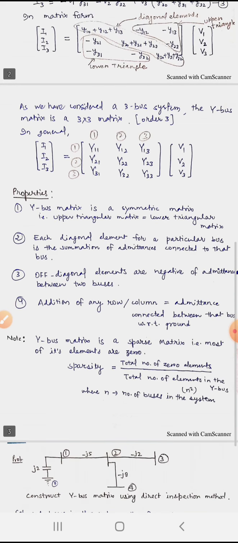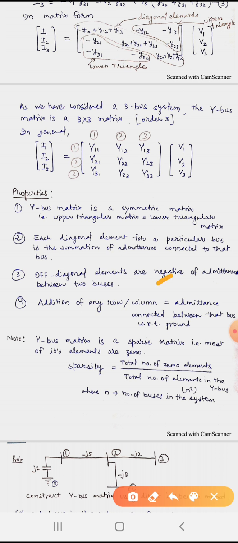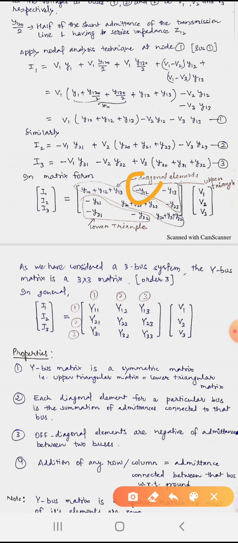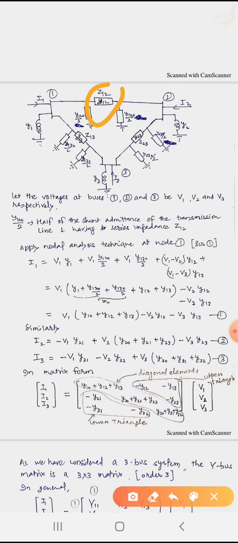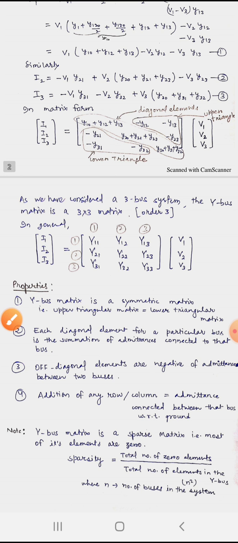So this is the property, and the third property is that the off diagonal elements are the negative of admittances between two buses. So if you see here, this is Y12, the admittance between buses 1 and 2, and if you go upwards and see here, this corresponds to minus Y12. That means the admittance connected between bus 1 and 2, and the negative of that, so minus Y12. Fine. So that is how we can simply write the bus admittance matrix.